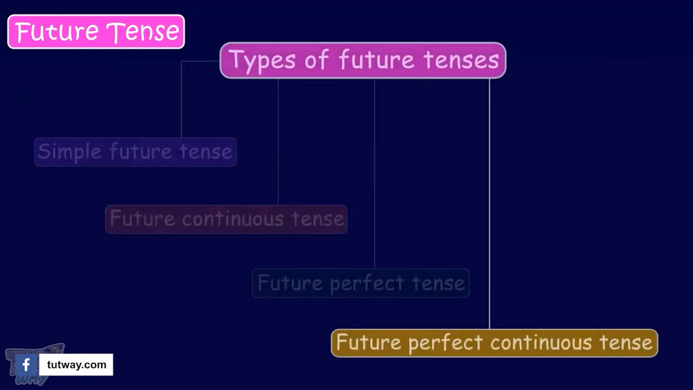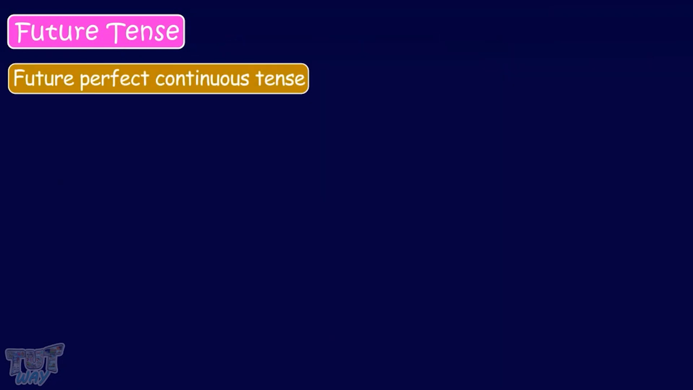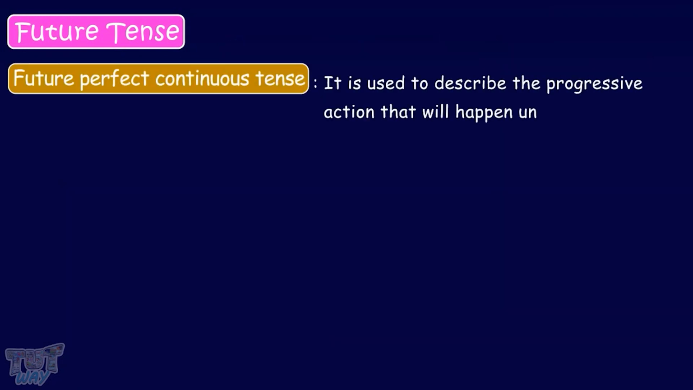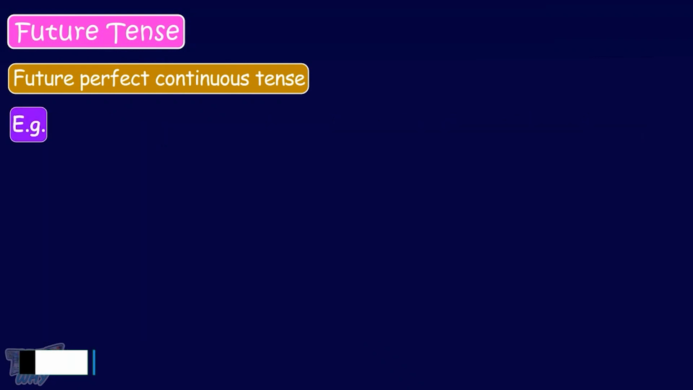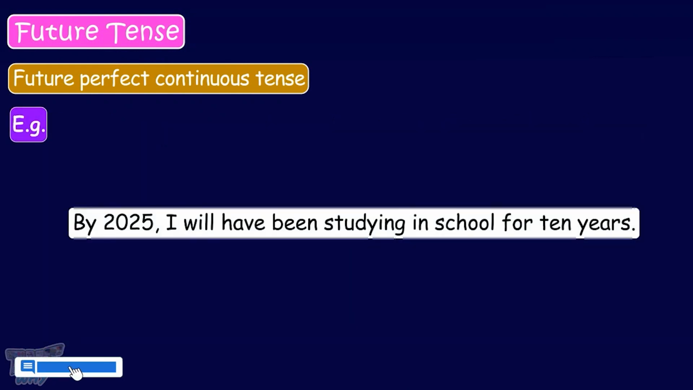Now, let's learn about future perfect continuous tense. This tense is used to describe the progressive action that will happen until a certain time in the future. In order to form this sentence, we use modal auxiliary, primary auxiliary, been, and the first form of the verb along with ing. Let's learn with the help of examples.